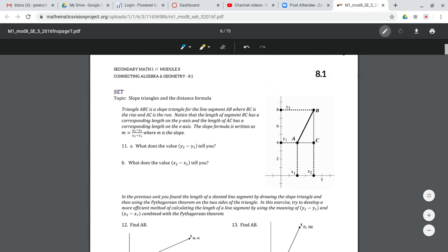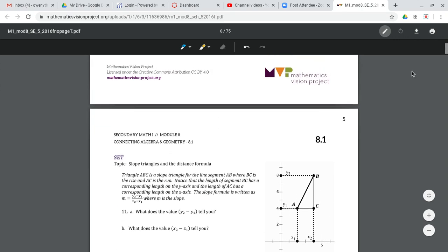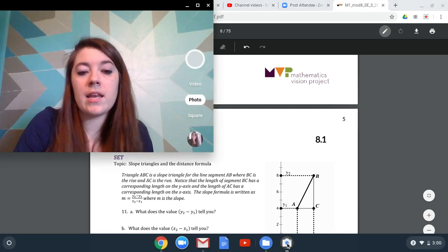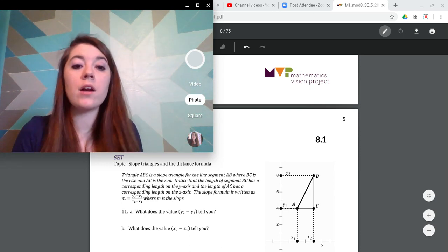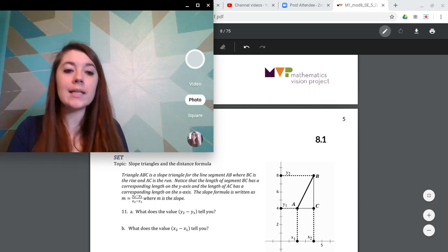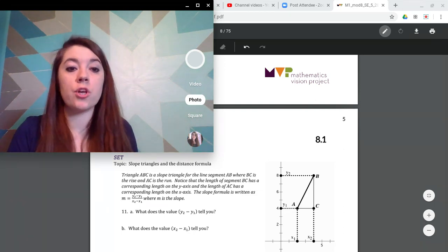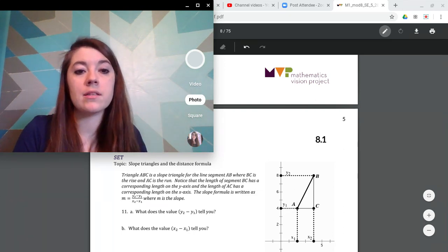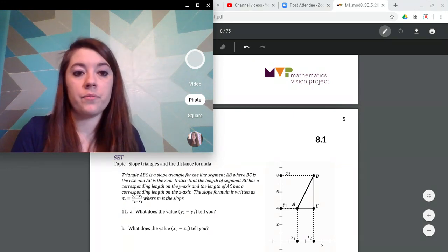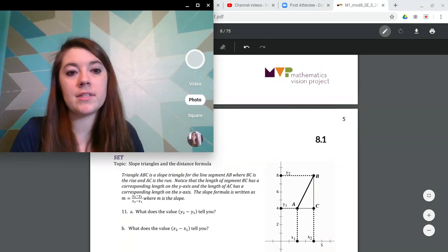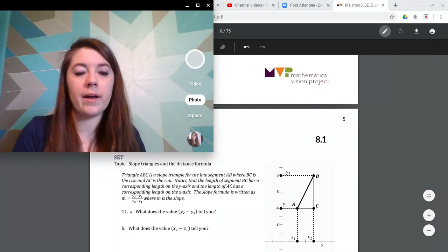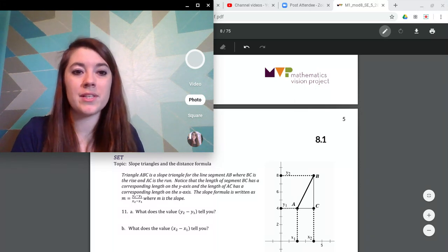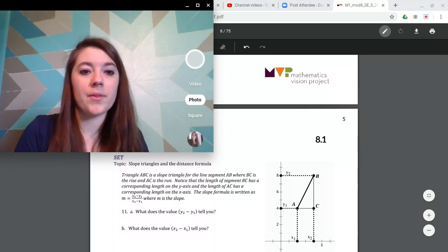Okay, so we're using slope triangles and the distance formula. We're going to figure out how to mix the two together to form our distance formula, because up until now we haven't had a distance formula. We've used our slope triangles on right triangles to find the missing parts, but we're going to develop the formula so that you don't have to always draw out the triangle, and you don't always have to do the slope between 2 points first to figure out what the distance is.